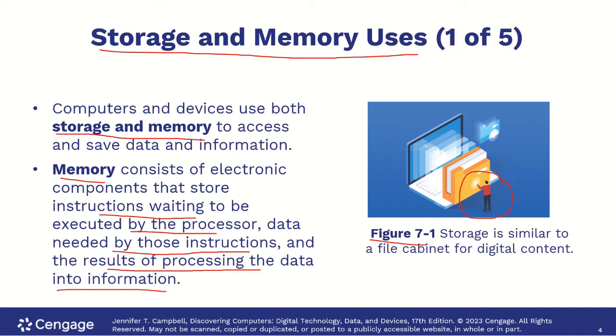Now, computers and devices use both storage and memory in order to access and save data and information. You can say information, and information is a broad word; you can use data, documents, images, pictures, all as the information. The memory consists of electronic components that store instructions waiting to be executed by the processor, data needed by those instructions, and those results of processing the data into information.